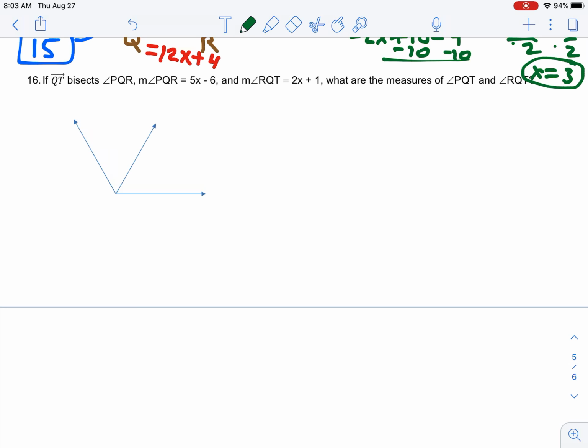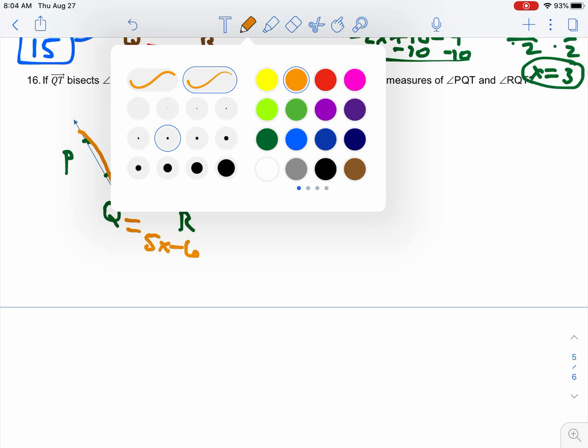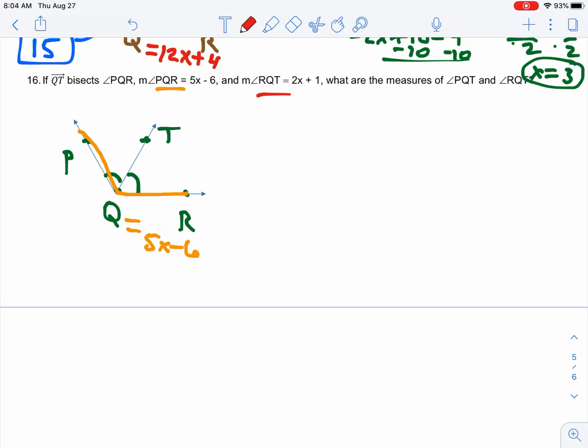All right, if QT bisects angle PQR, so PQR is our angle, QT bisects it. So right away I know equal, equal. All right, let's label our picture. The first one says PQR. So PQR, the whole angle is 5x minus 6. The second thing they tell us is RQT. So R to Q to T is 2x plus 1.